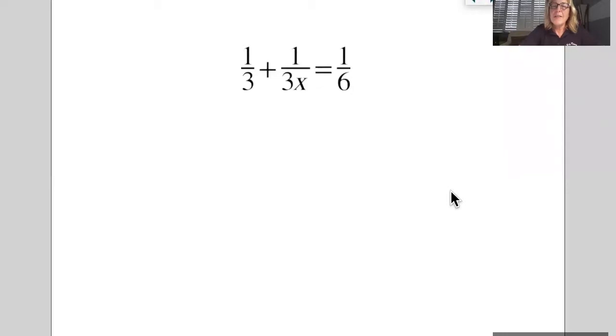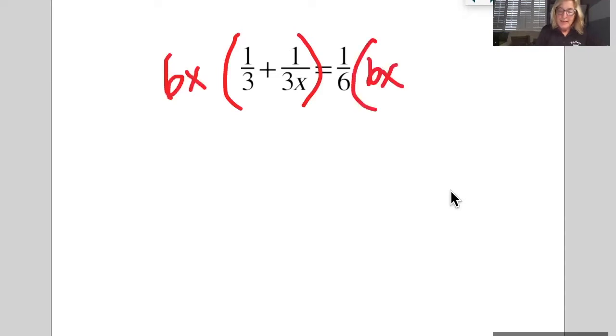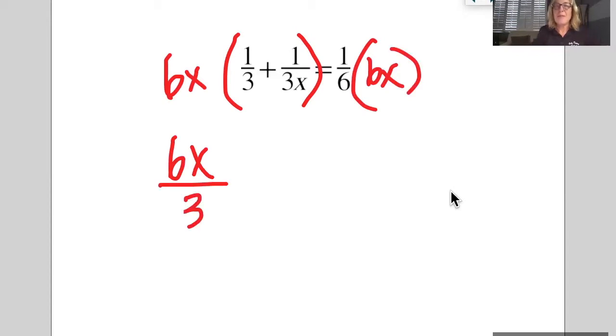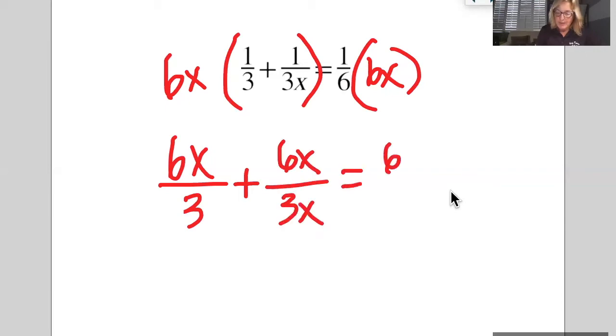All right, so take a look at this problem. We have denominators of 3, 3x, and 6. And so we need the least common denominator, which would be 6x, because for 3 and 3 and 6, the common multiple would be 6, and then we need an x. So we're going to multiply both sides of this equation by that least common denominator of 6x. So now we end up with 6x divided by 3, and again, I'm not simplifying yet because I want you to see the multiplication, plus 6x divided by 3x is equal to 6x divided by 6.